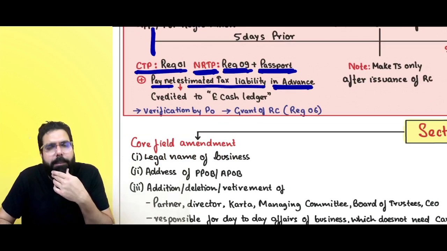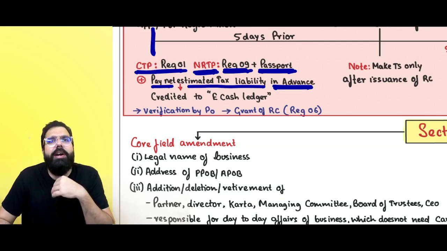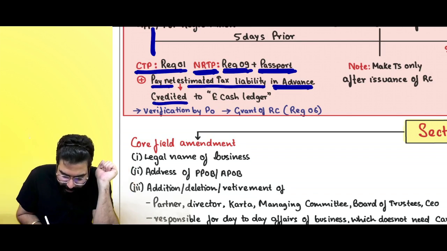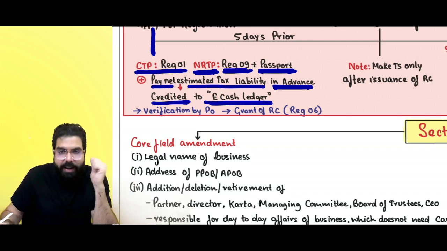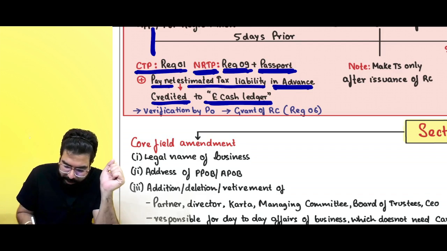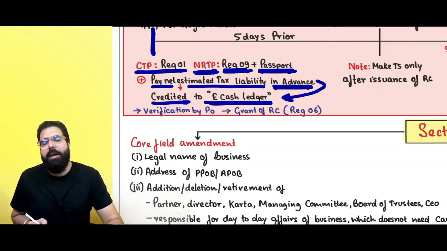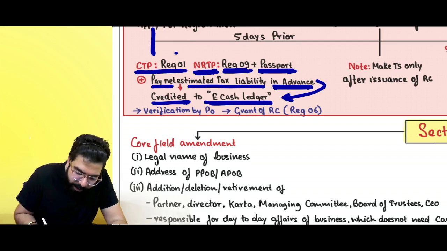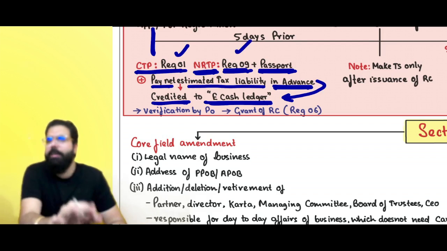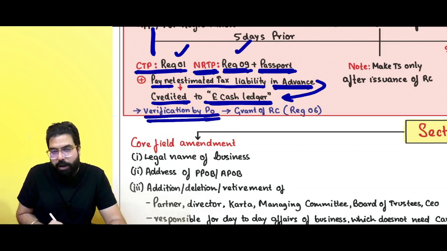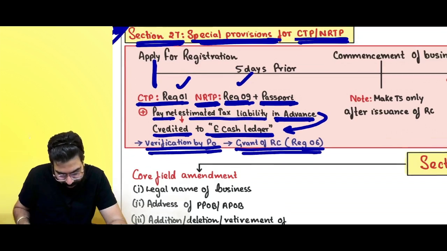Whenever they are applying for registration, they will have to pay net tax liability in advance. And the amount shall be credited to their e-cash ledger. Whatever they are depositing in advance will be credited to their e-cash ledger. Then, once they have submitted their form and paid their taxes in advance, only after that the proper officer will do the verification and the registration certificate shall be granted.